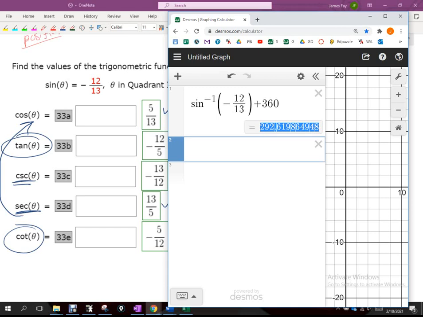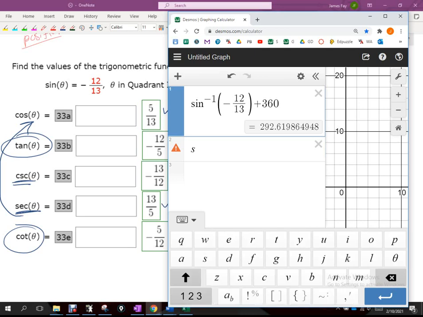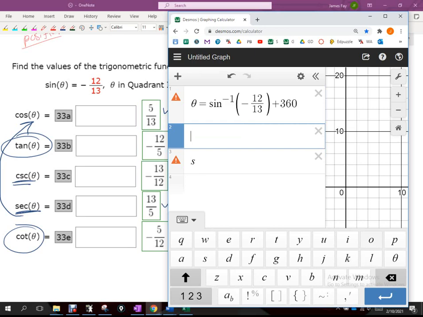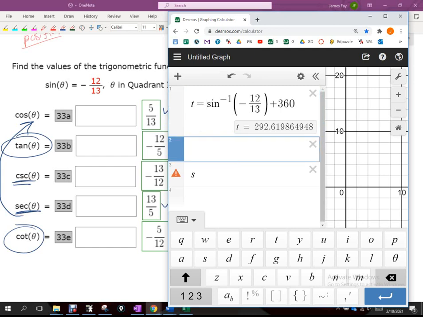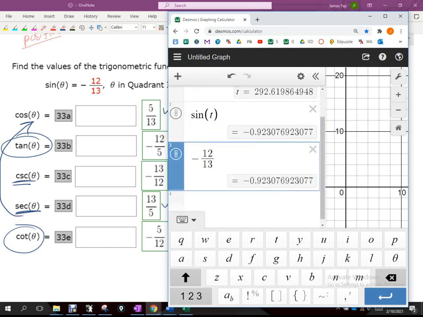But if I just, for instance, call this angle here, I think there's a theta key here. Can we define it that way? Oh, nope. We'll just say T equals. So T equals that, and if I go sine of T, it gives me that right there, which is negative 12 divided by 13. Does that make sense?